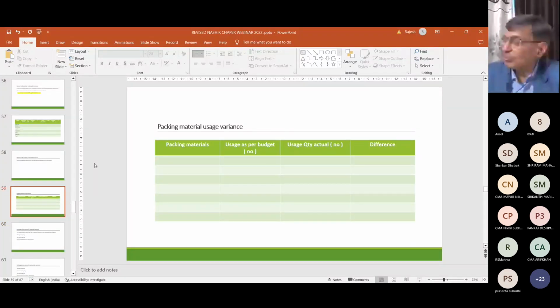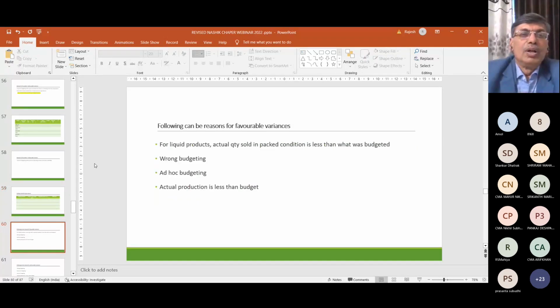Then it is packing material uses budget. Here it will show the uses as per budget, uses actual and difference. This may be prepared for the key raw materials rather than going for the miscellaneous packing materials. The following can be reasons for favorable variances.